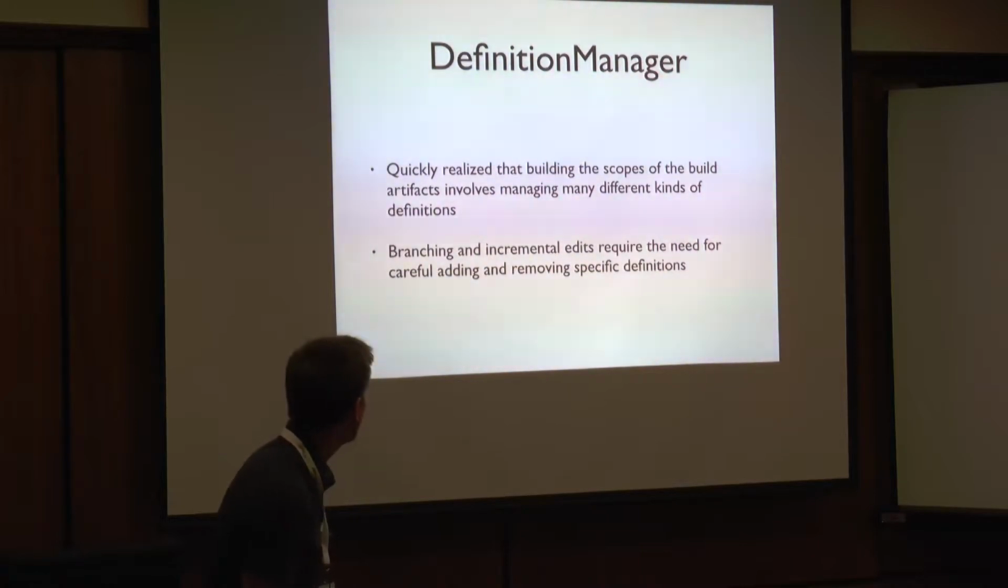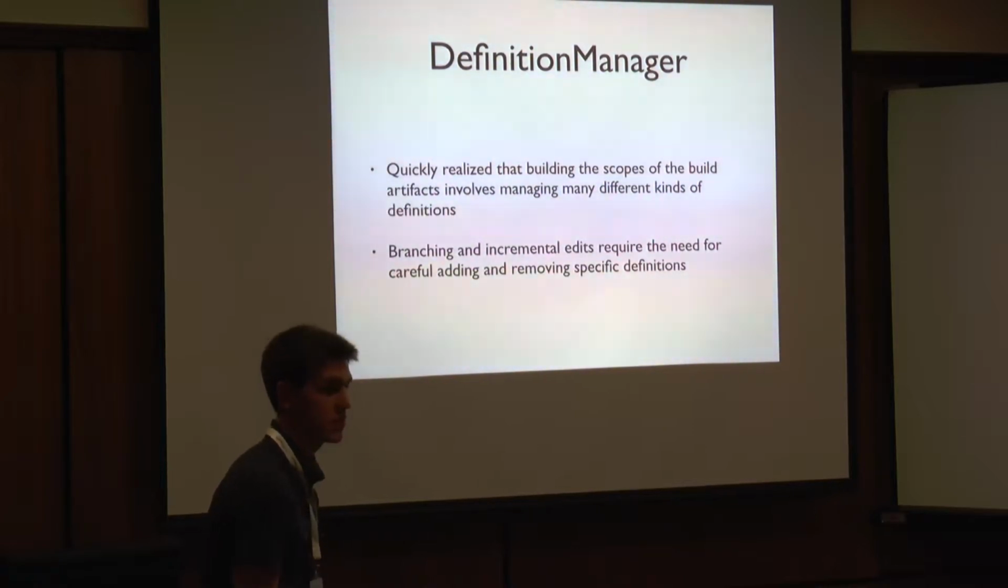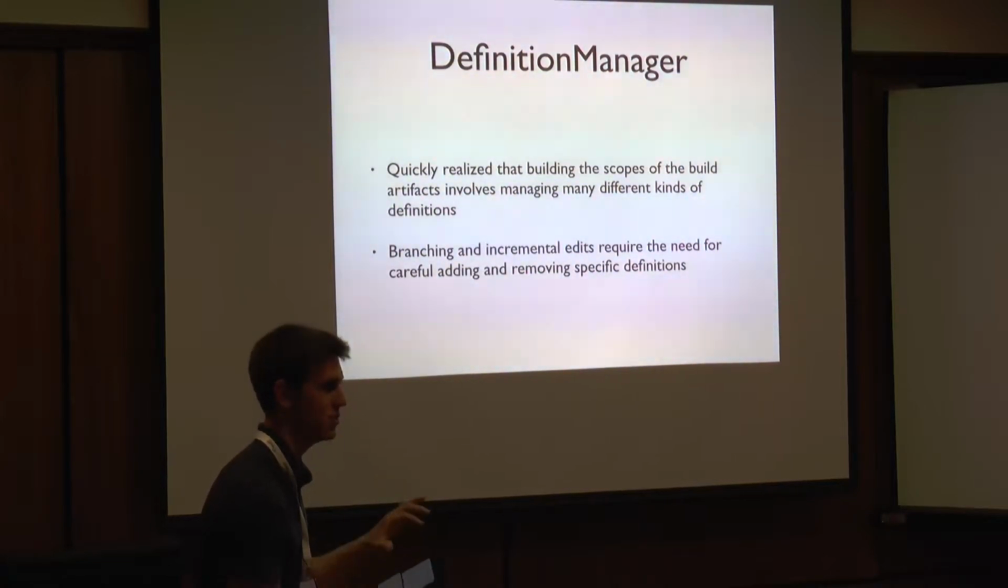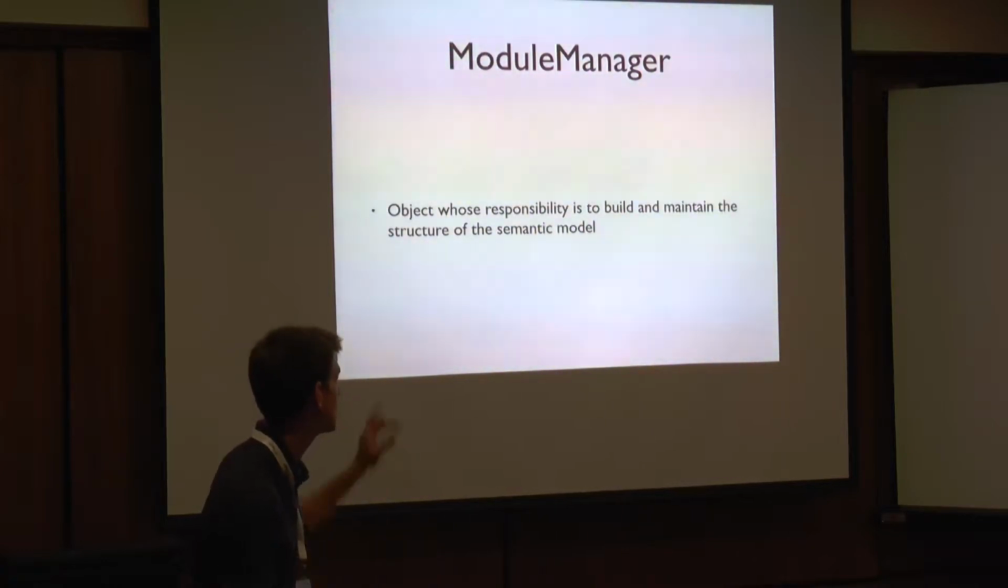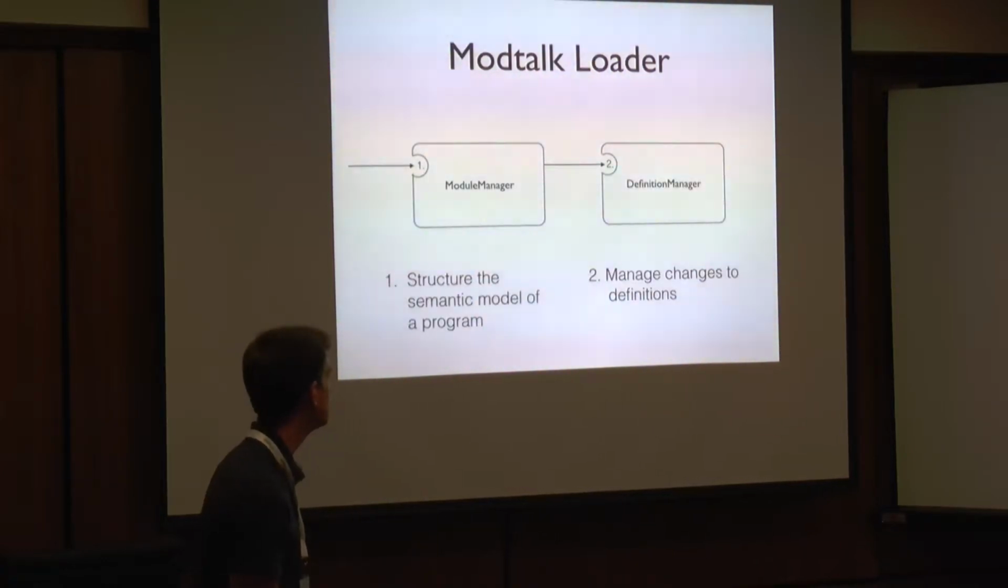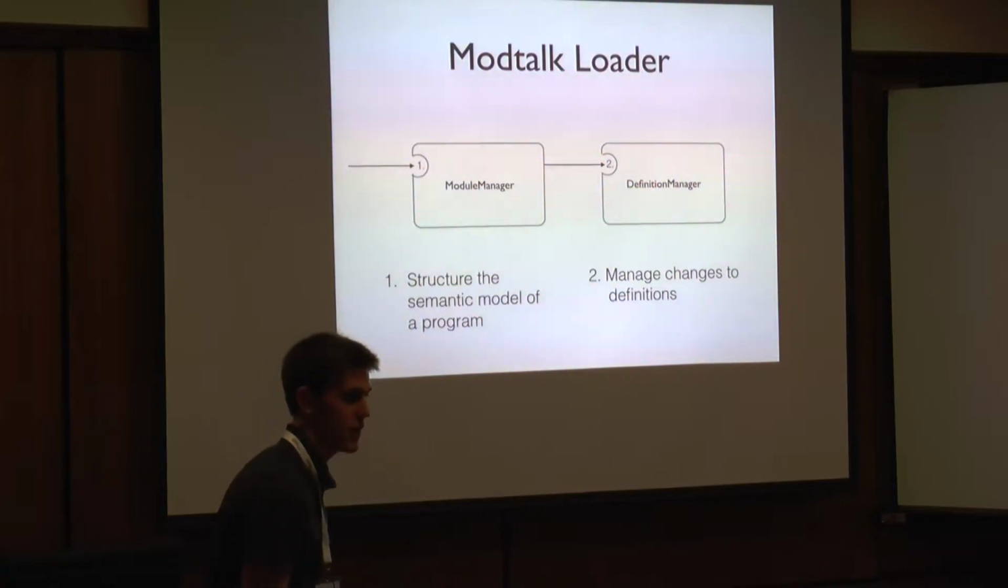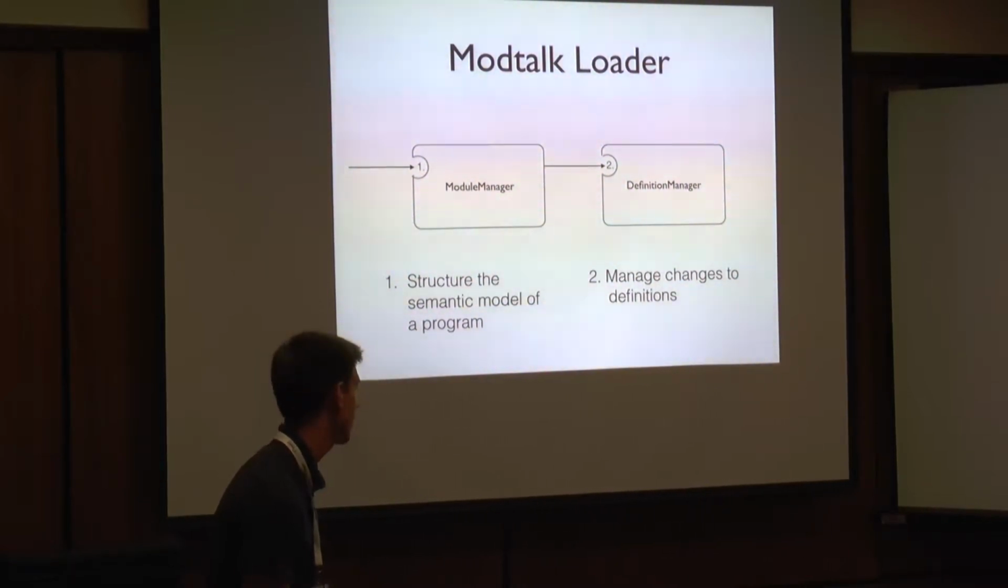So we wanted to be able to handle things like, what happens when you switch to a different branch in your repository? Well, a module might be the same. You might have the same subsystem name, but the subsystem might then have different definitions. So you have to figure out what kind of definitions I have to add, and what kind of definitions I have to remove. So we have another object that collaborates with our module manager that we call our definition manager.